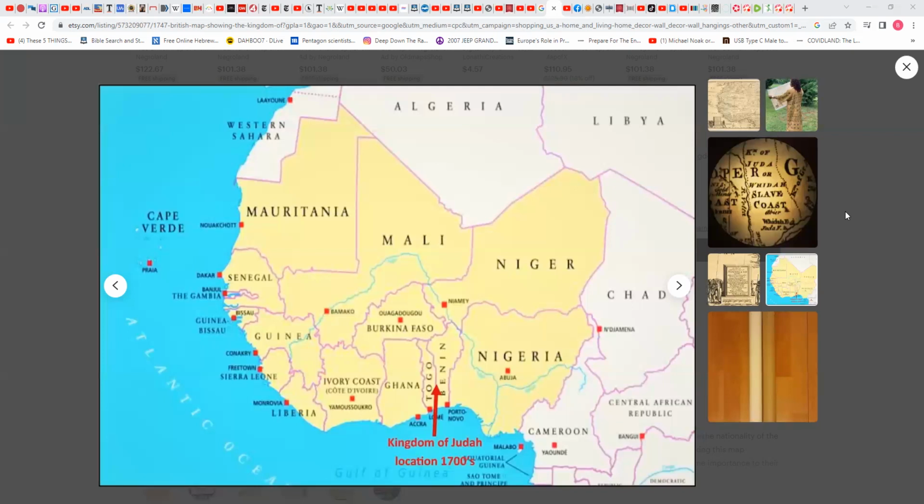But anyway, these maps were put together by mapmakers. What do they call them? Cartography. I believe that's the term, which is a fancy way of saying a mapmaker. Because you had to make maps because you had to know where you were going on ships. So it says right here, Kingdom of Judah, location during the time of the 1700s. Who put this map together? Europeans put this map together.